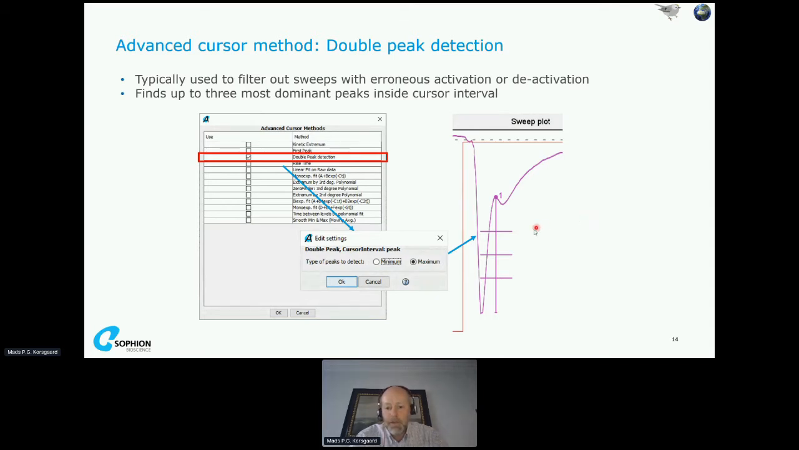On a trace, like for instance this downstroke of a sodium channel trace where you have a little bump, of course you don't like that, so you may want to filter that away, and now you don't have to look for it manually, because you can set it up automatically.